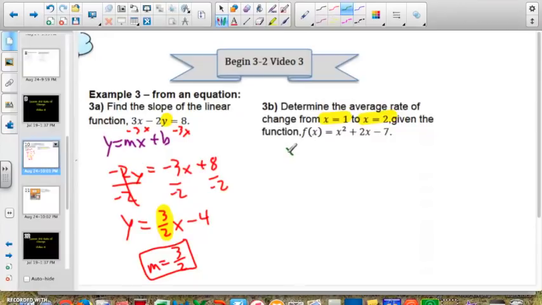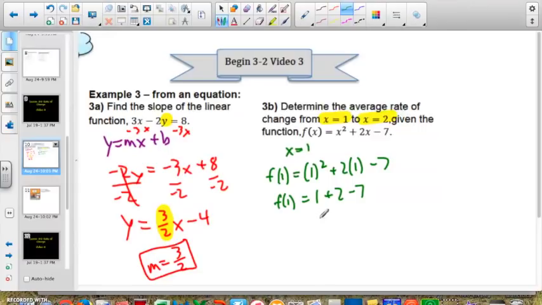So I'm going to start with x equals 1. All I'm going to do is plug this into the equation that we are given. So everywhere I see an x, I'm going to put a 1. After that, we follow the order of operations. 1 squared is 1. 2 times 1 is 2, and then we have minus 7. 1 plus 2 is 3, and 3 minus 7 is negative 4. So that gives us one ordered pair of 1, negative 4.